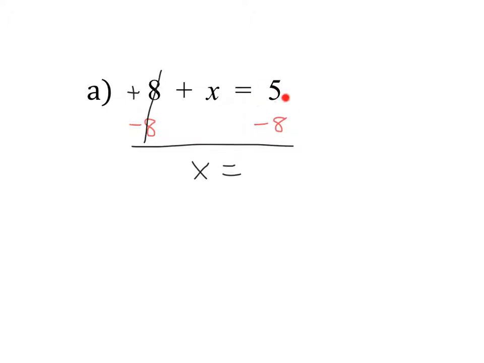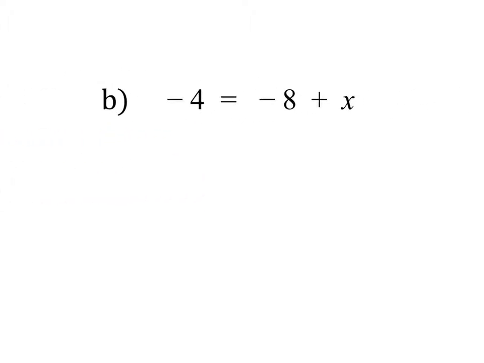Now, when we're doing this, let's think. I'm starting with more negatives, so I know my answer is going to be negative. Since the signs of the numbers are different, I'm going to subtract the values. 8 minus 5 is 3. So my answer is x equals -3.